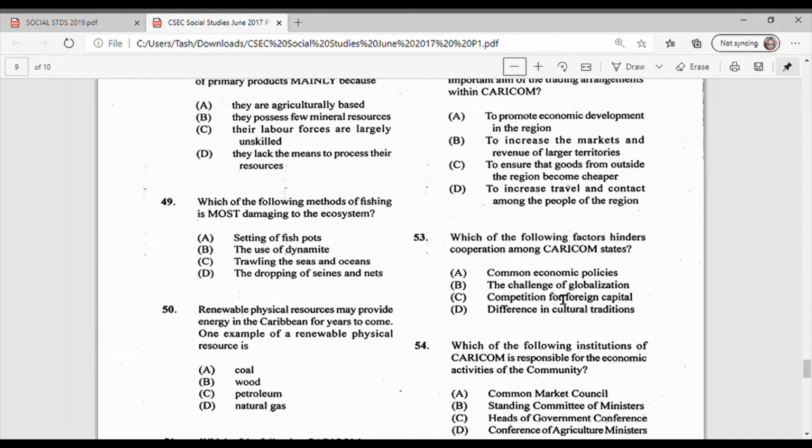49. Which of the following methods of fishing is most damaging to the ecosystem? Setting of fish pots, use of dynamite, trawling the seas and oceans, and the dropping of seines and nets. So B and C are very damaging. For this one, I would choose option B instead of C.